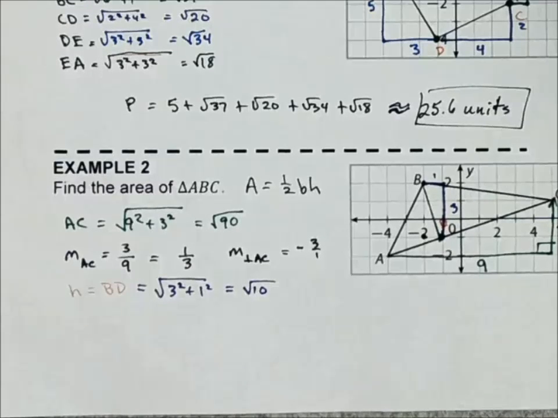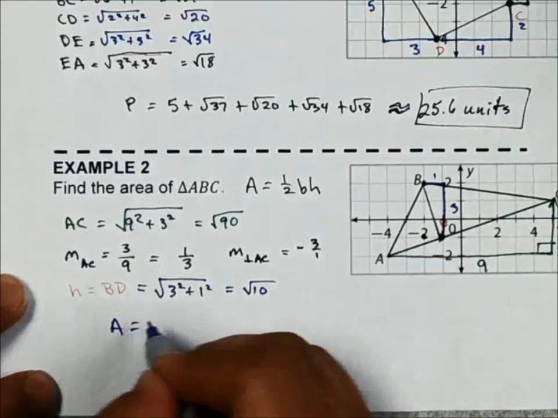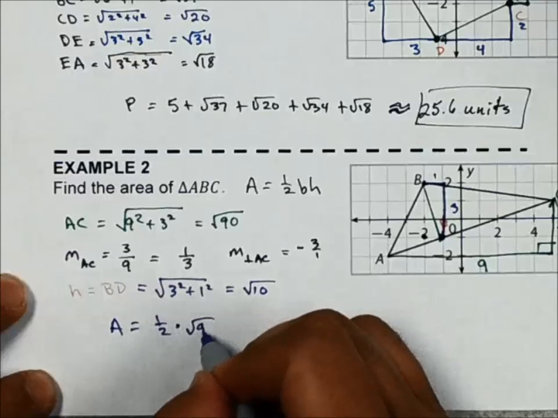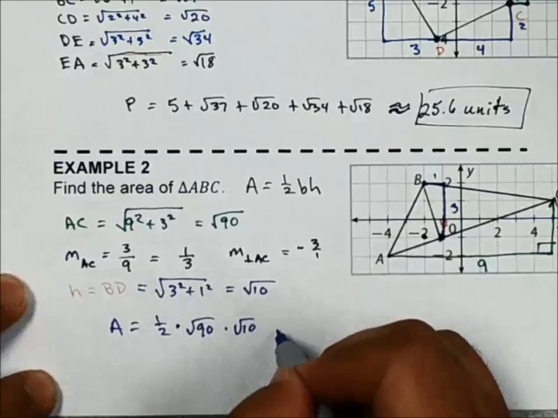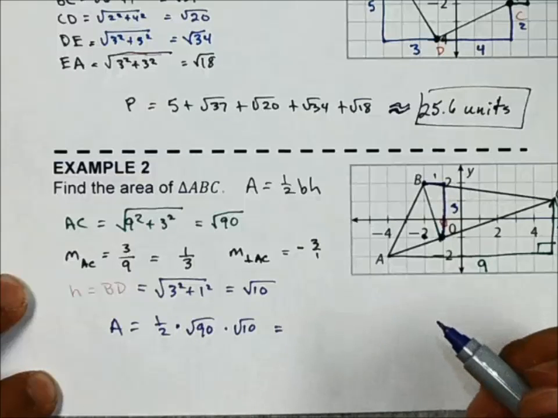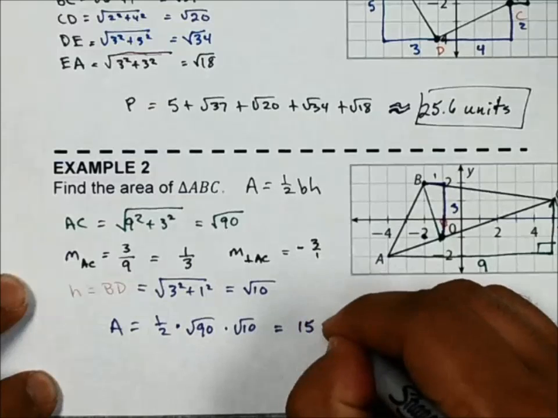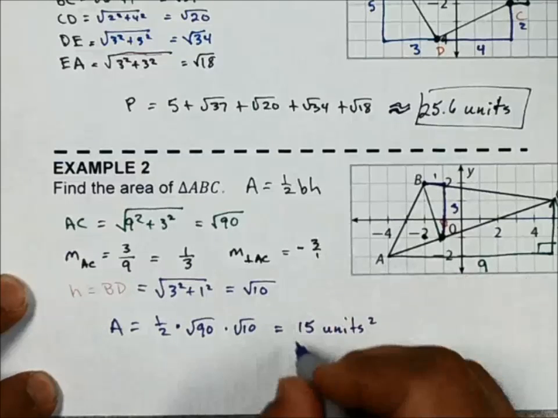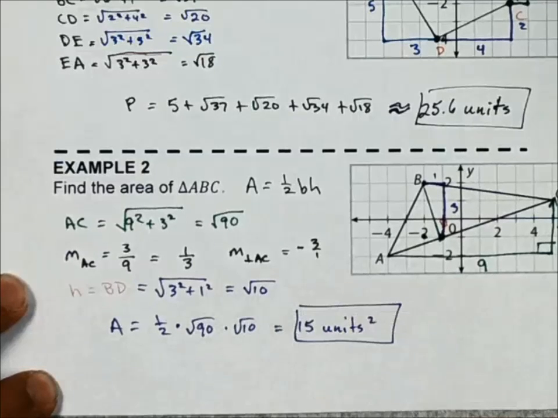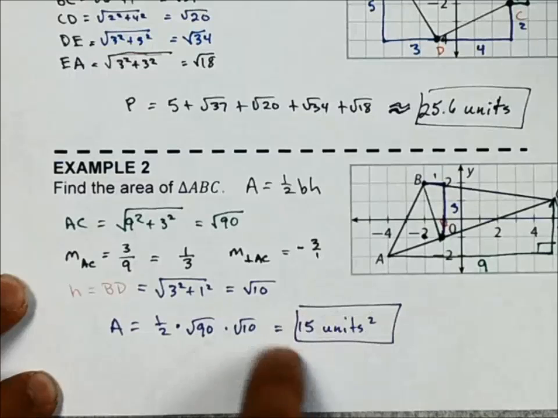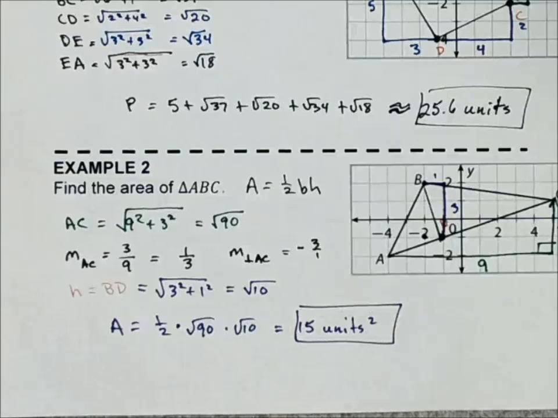Okay, so now my area is 1/2 times the square root of 90 times the square root of 10, which when you put that in the calculator just like this, you get an answer of 15 units squared. Again, don't round until the end because it turns out that this actually comes out to a perfect square, and there's no square roots left in the answer.